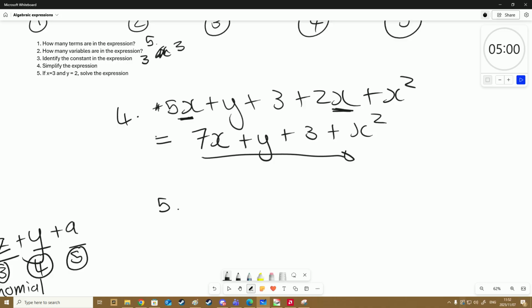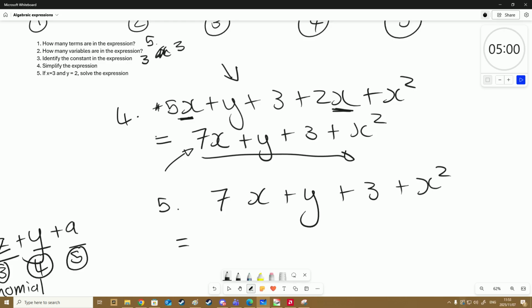Alright, for number 5, if x is equal to 3 and y is equal to 2, solve the expression. You can either use the non-simplified expression, but to make it easier for yourself, you could have just used the simplified expression: 7x plus y plus 3 plus x squared. Now we substitute in our values. 7 times x, which is 3, plus y, which is equal to 2, plus 3, plus x squared, so it's 3 to the power of 2.